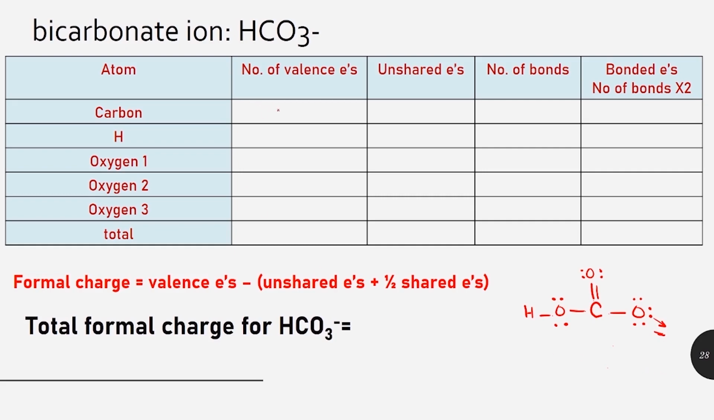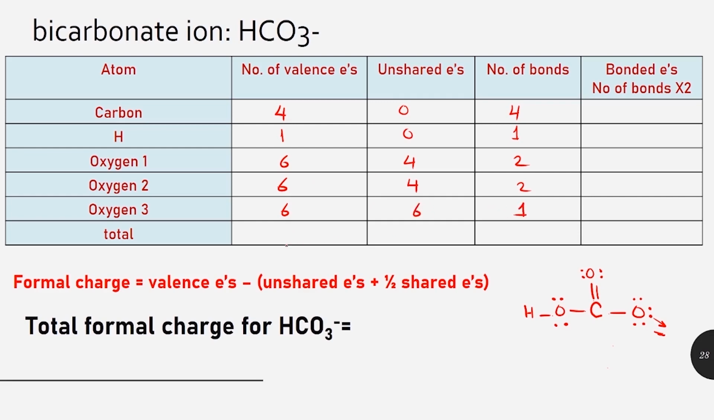Let's fill in the table. Carbon has 4 valence electrons, 0 unshared electrons, and 4 surrounding bonds. The hydrogen atom has 1 valence electron, 0 unshared electrons, and 1 bond. Oxygen number 1 has 6 valence electrons, 4 unshared electrons, and 2 bonds. Oxygen number 2 has 6 valence electrons, 4 unshared electrons, and 2 bonds. Oxygen number 3 has 6 valence electrons, 6 unshared electrons, and 1 bond.